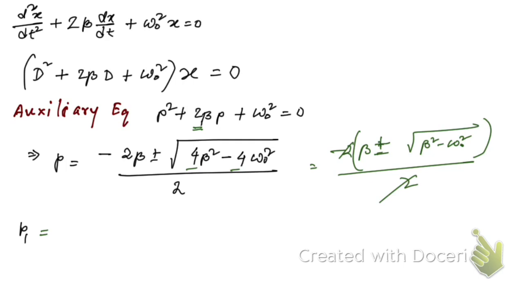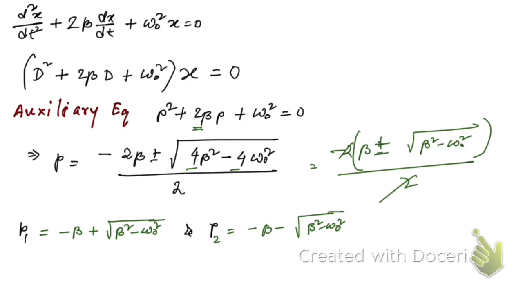So that's why the 2 roots will be equal to minus beta. First let me write plus root over beta square minus omega naught square. Next divided by 2. This cancels out, right? 2 is gone now. So this is one root, and another root, let me write the other root as p2. That will be equal to minus beta minus root over beta square minus omega naught square. That's what we will get.